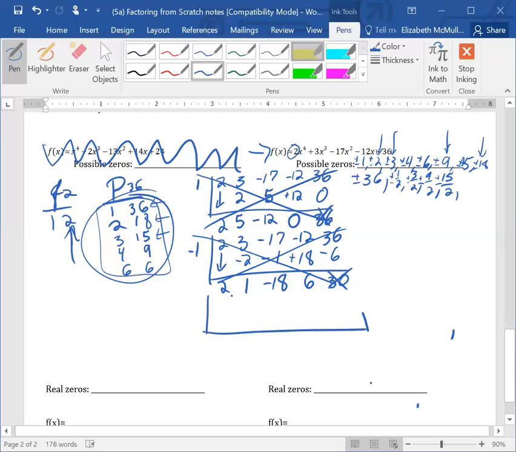All right, so we have 2, 3, negative 17, negative 12, 36. And we're going to try 2. Bring down the 2. 2 times 2 is 4. 3 plus 4 is 7. 7 times 2 is 14. Negative 17 plus 14 is negative 3. Negative 3 times 2 gives us negative 6. Negative 12 plus negative 6 gives me negative 18. Negative 18 times 2 gives me negative 36. And here we go. 36 minus 36 is 0. Yay! All right, so now we have that.